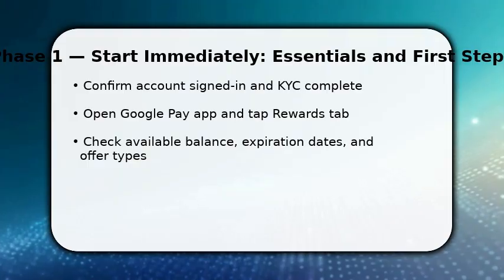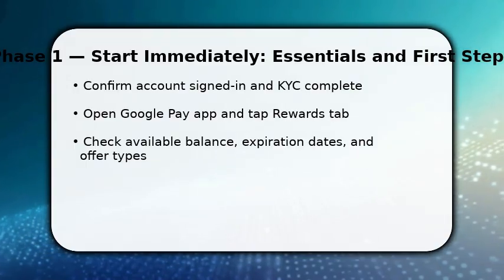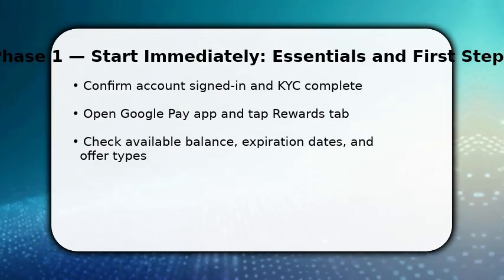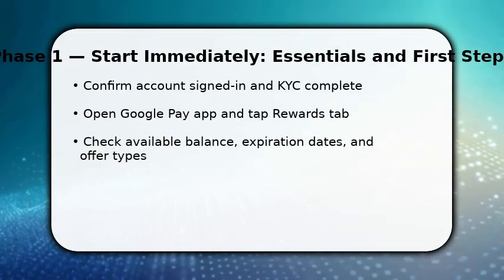You start by confirming your account status and basic verification. Make sure you're signed in and any ID or KYC steps are complete. Open Google Pay and go straight to the Rewards tab. This is where points, cashback, and offers live.